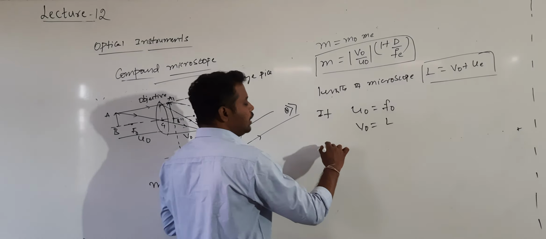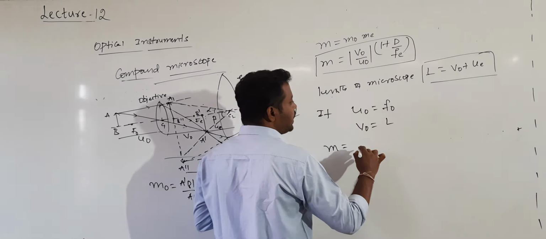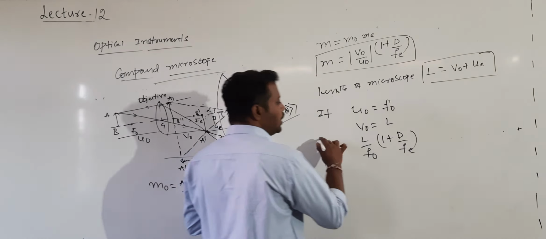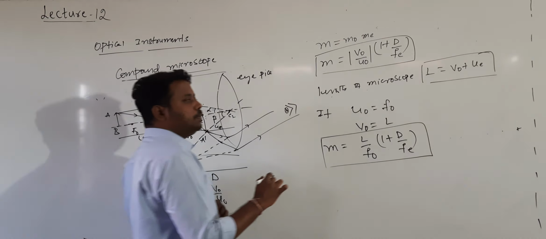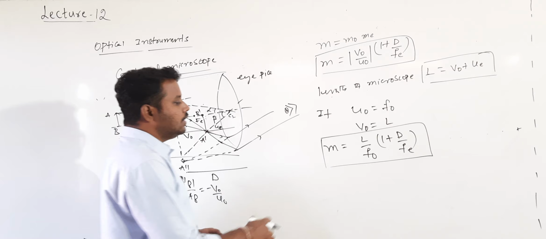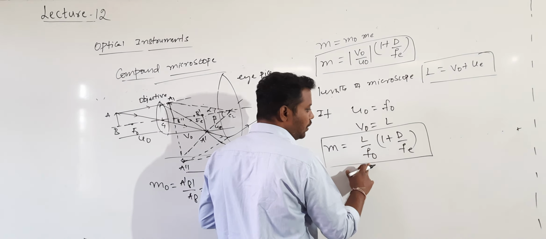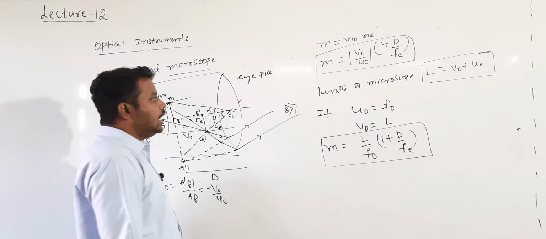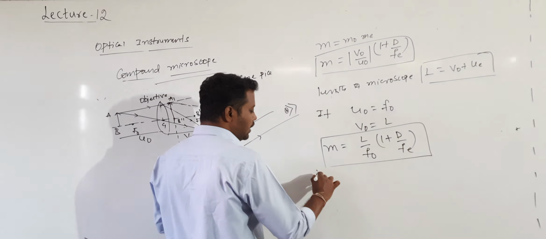So at that time, the magnifying power formula will be given by L divided by f0 into 1 plus d divided by fe. So this is the formula for magnifying power whenever the object is placed at the principal focus of the objective lens. Then I will get M value as L by f0 into 1 plus d by fe. Are you getting? And in this, only the second case I will consider.